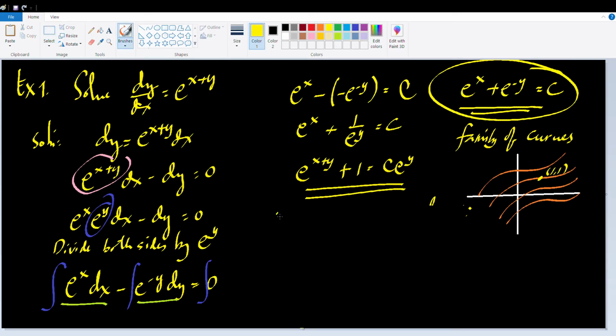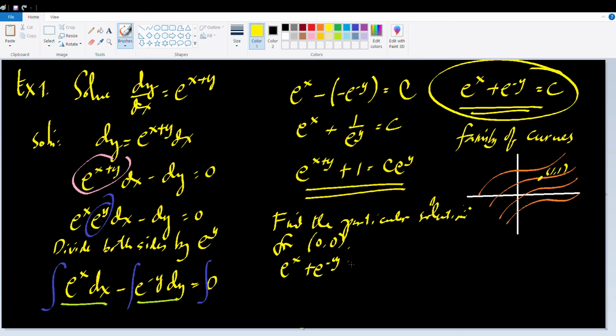Find the particular solution for x0 and y0. So e to the x plus e to the minus y equal to c. e to the 0 plus e to the negative 0 is c. But what is e to the 0? 1. 1 plus 1 equal to c. So c is equal to 2.